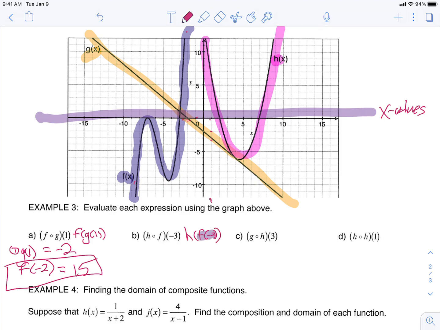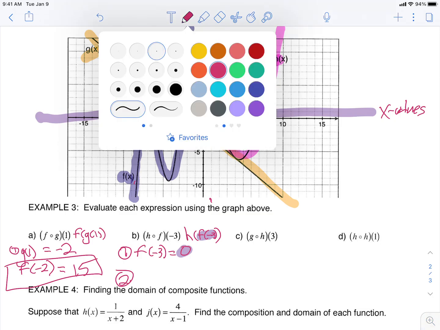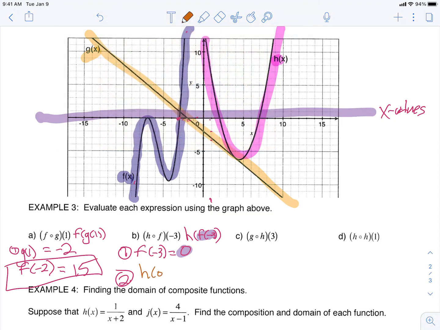So going to my axis, here's where x is 1, 2. Here's where x is negative 3. And look, right there crosses f right at 0. So f of negative 3 is equal to 0. Now, remember, 0 is f of negative 3. So now I need to find h of 0.